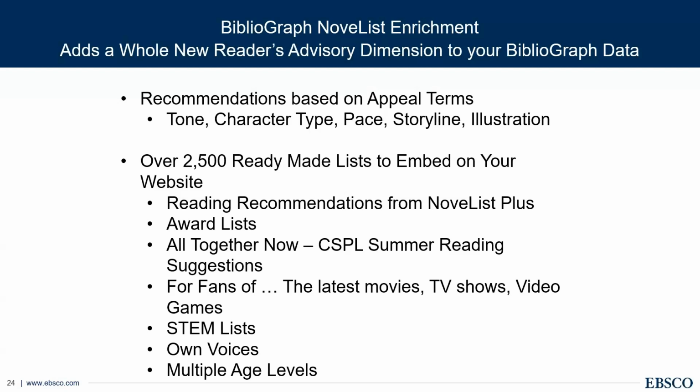And again, just like we talked about before, the only content that will be part of those widgets are those items that you hold locally at your own library. And if you're not familiar at all with Novelist Plus, they just have a whole host of lists. They not only have lists like for fans of the latest movies or video games, but they have STEM lists, and they cover a whole multitude of reading levels as well. So again, within a couple of clicks, you have the option of having a virtual carousel of your library's collection embeddable on a website.